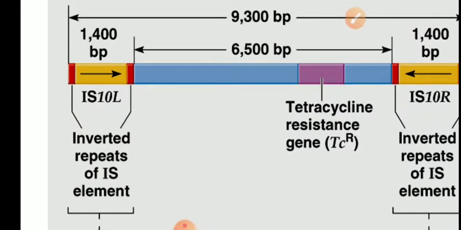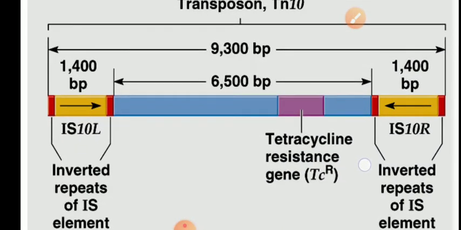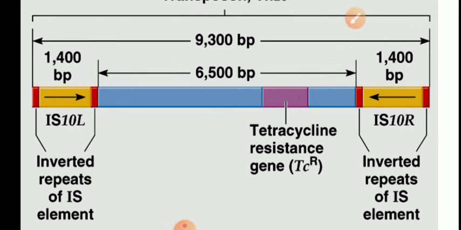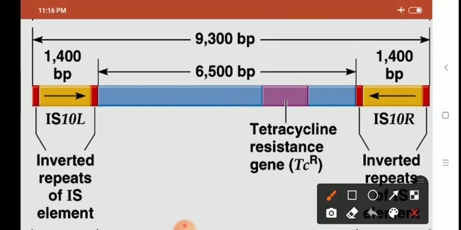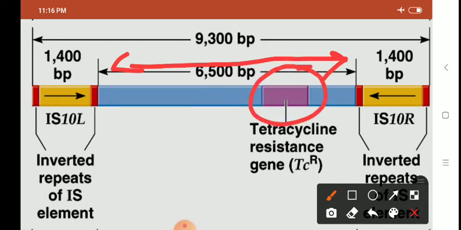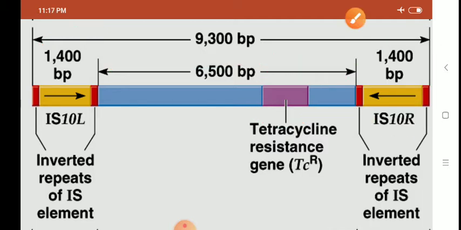Look at this diagram. This is Tn10. It is a composite transposon. If you look at the center of the transposon, 6.5 kb, that means 6500 base pairs. See, it is the central part, and in the central part there is a gene which offers antibiotic resistance. Here the tetracycline resistance gene is present, and at both the left corner as well as the right corner there are inverted IS elements, complete IS elements.